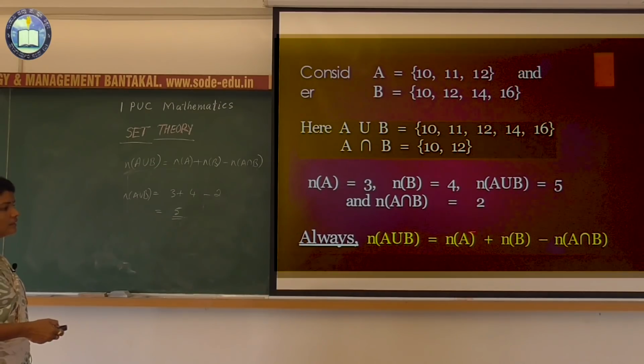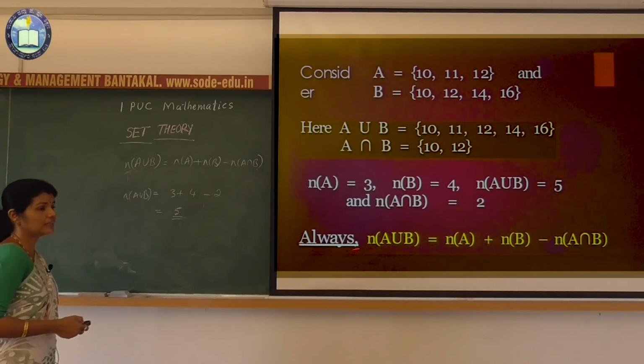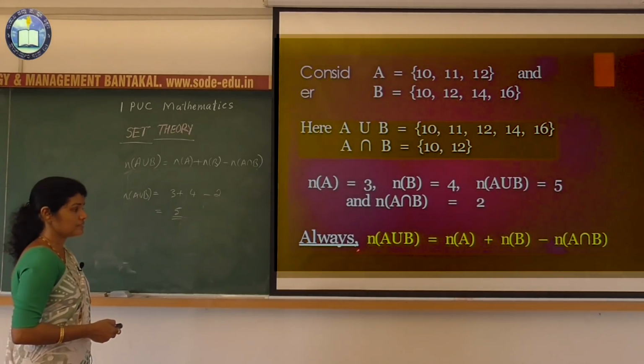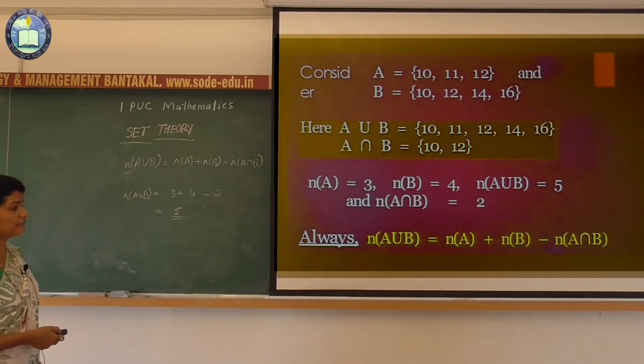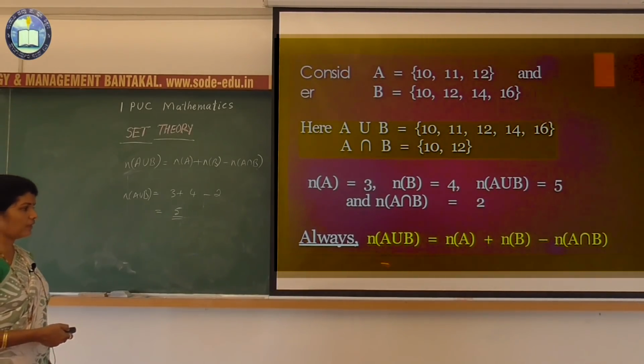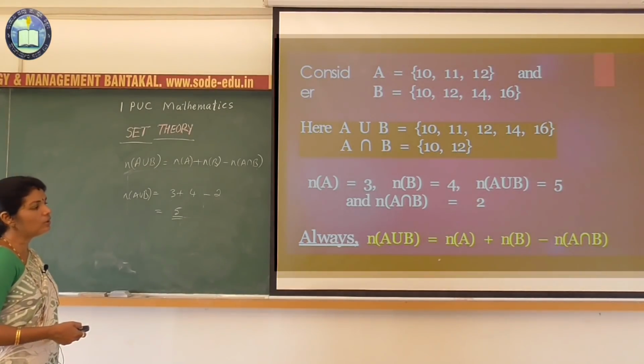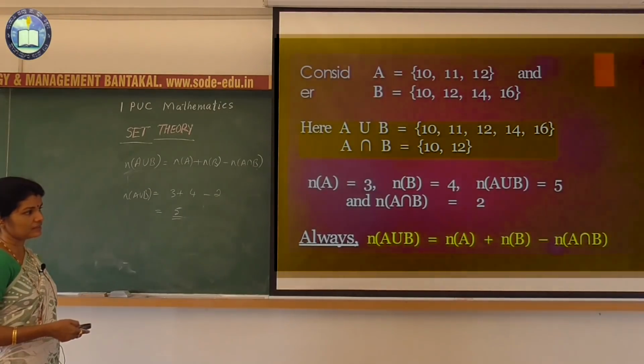Depending upon the formula, n of A union B is n of A plus n of B minus n of A intersection B. So this formula is needed to calculate the problems. So there is an exercise using statement problems based on this formula. n of A union B equal to n of A plus n of B minus n of A intersection B.